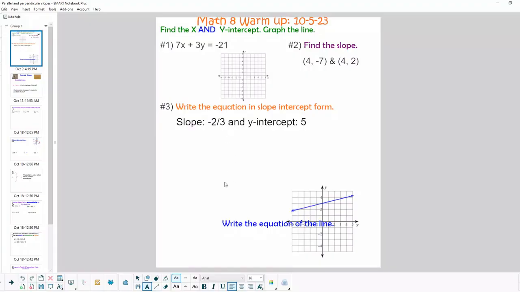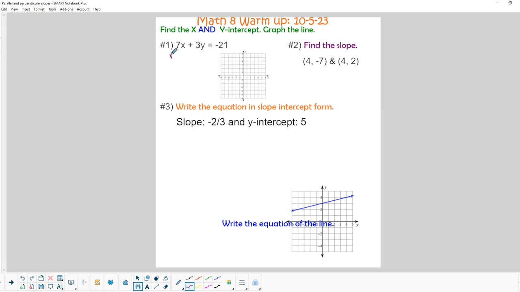Let's just take a look at a couple of our bell work problems. Let's go through those pretty quick so we have plenty of time for our lesson today. So the first one is to find the x and the y intercept. To do that, we just basically set each half of the equation equal to the number on the right and solve for the variable.